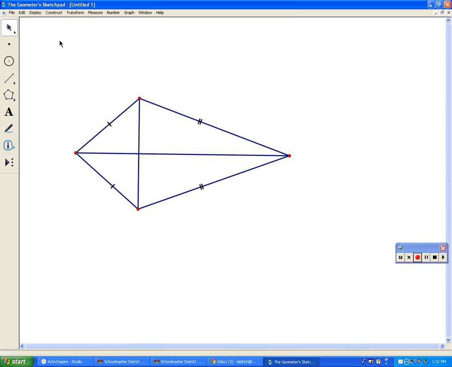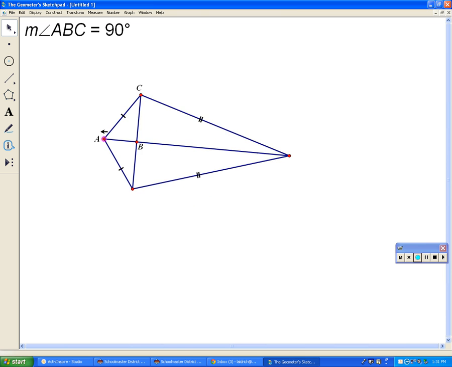Yes? Where they like intersect or something. Where what like intersects? That right there, the two diagonals. Okay, so he's thinking that maybe where they intersect right here, the diagonals, they're perpendicular. And so let's see if he's right. So I'm going to measure this angle right there. And what do you know? That angle is in fact 90 degrees.